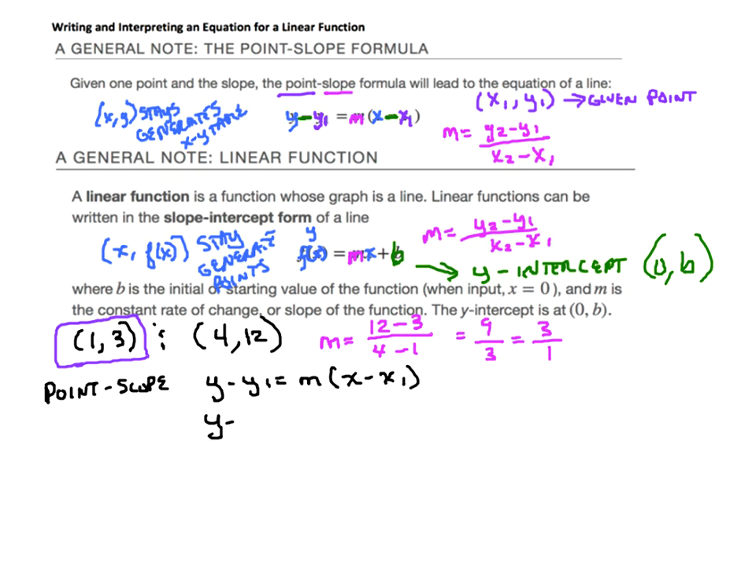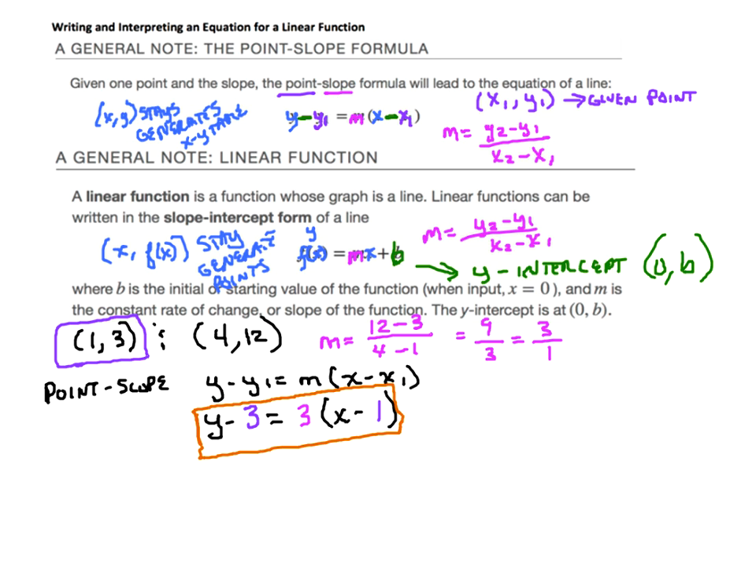So that's y minus, I don't write y1, I write my given y value, 3, equals, I don't write m because I now have a value for m, which is 3 over 1, or I can just write 3, times x minus, I'm not going to write x1, I'm going to write 1 as my x coordinate. And then this is actually point slope form. So I'm done with point slope form.